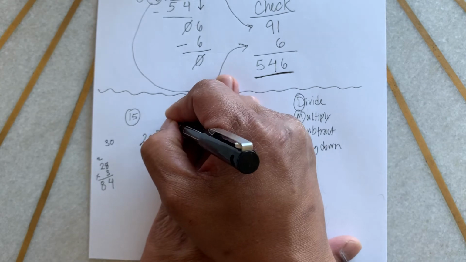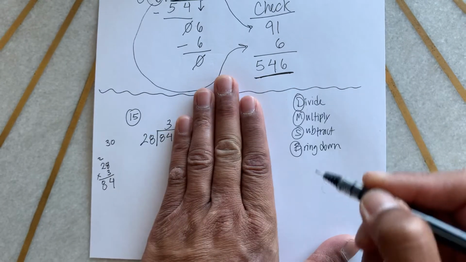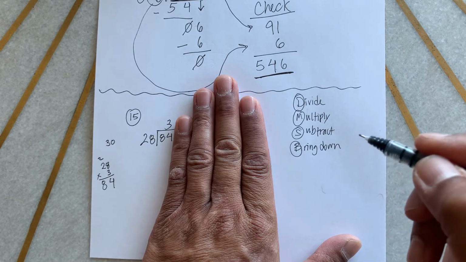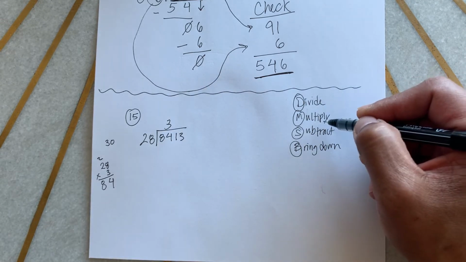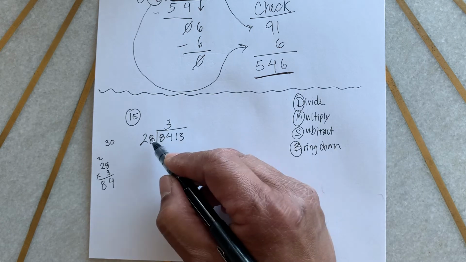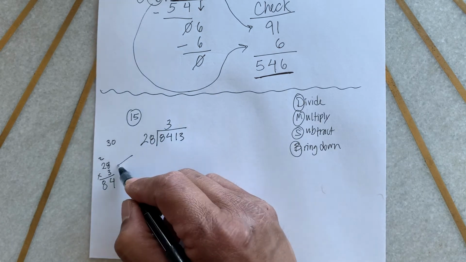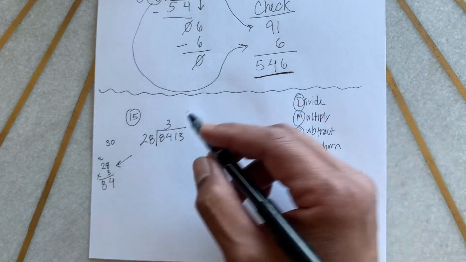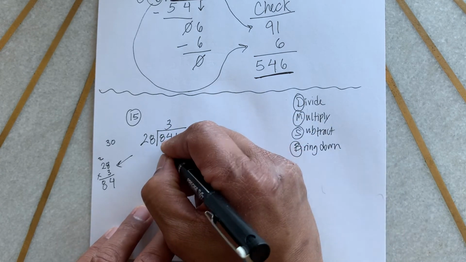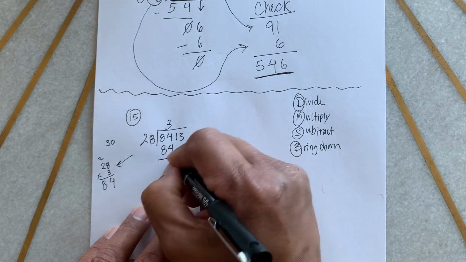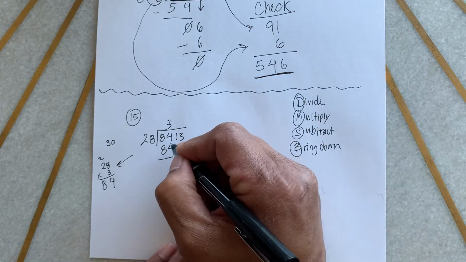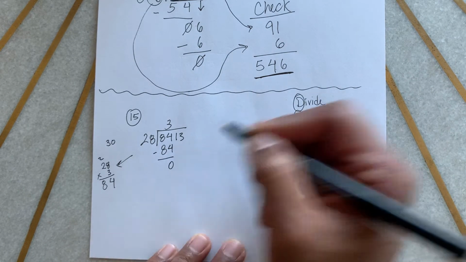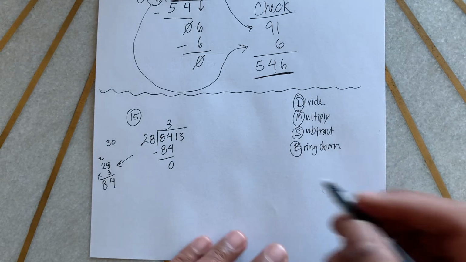So I'm going to make sure to write the 3 on top of the 4. And that was my divide. What are we going to multiply now? The 3 we just wrote times 28. And because of this, I already know 3 times 28 is equal to 84. And then my next step is subtract. I'm going to subtract 84 minus 84, and I'm going to get 0. Okay?